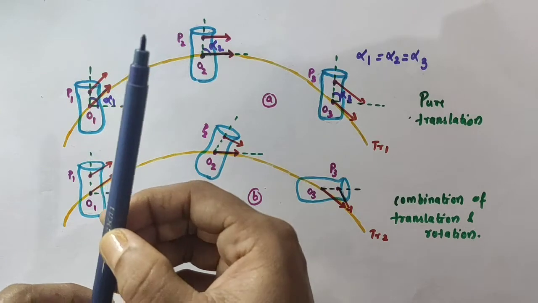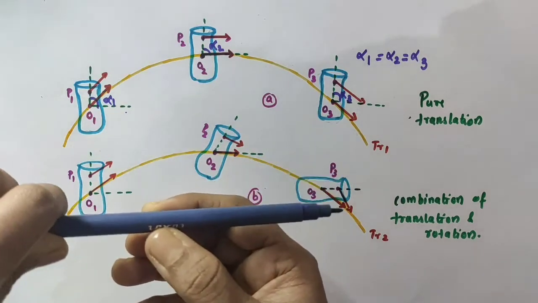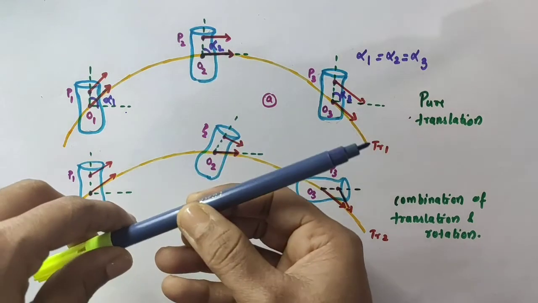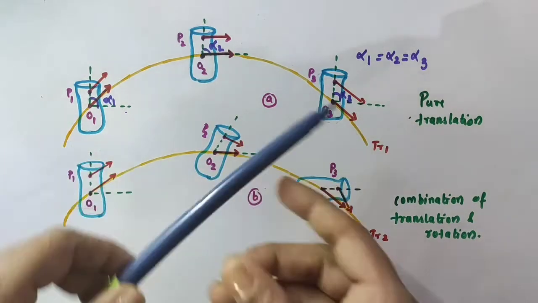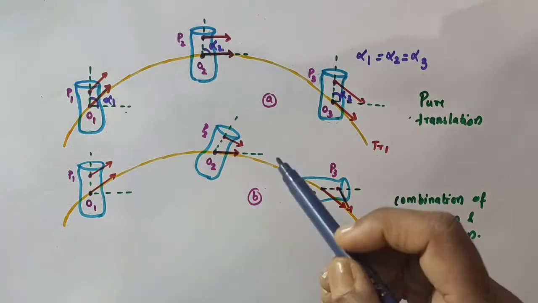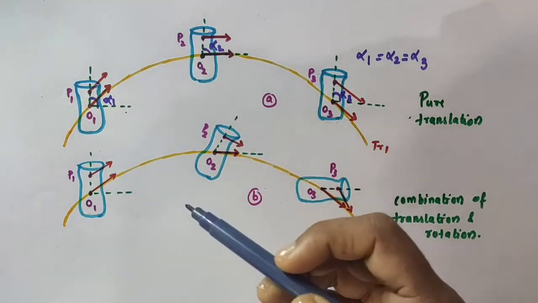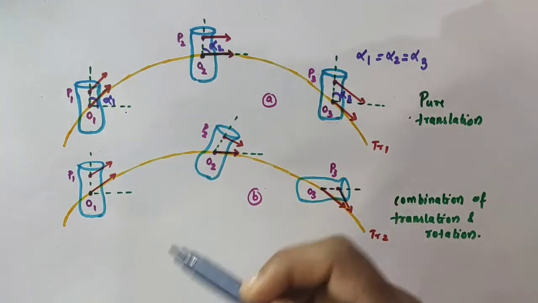The cylinder is initially here, then it rotates like this. Initially it is like this, then it rotates, and again it rotates, and it becomes like this. So it's a combination of translational and rotational motion. The cylinder undergoes a combination of translational and rotational motion here.